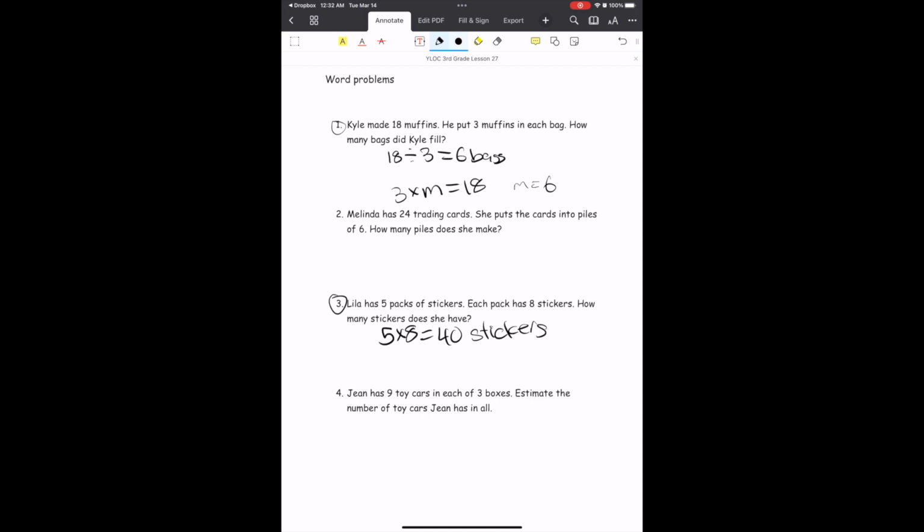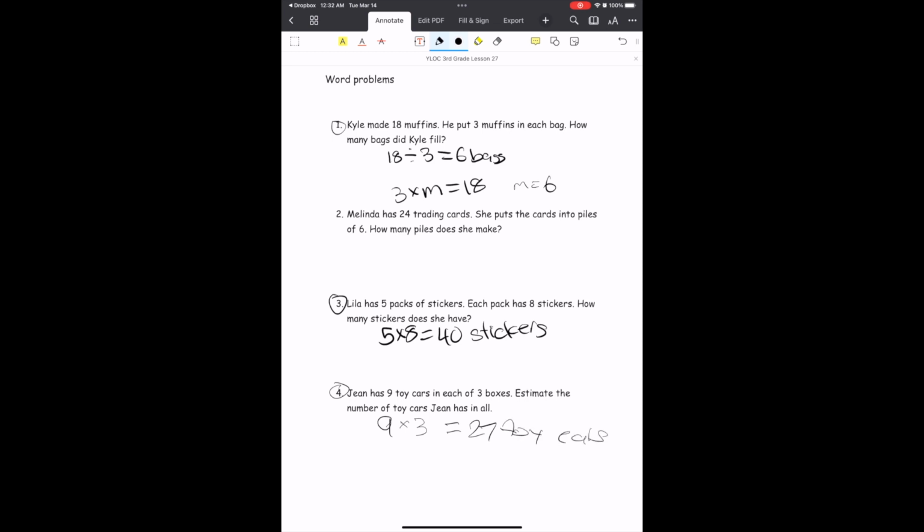You know, we could do number 4. Jean has 9 toy cars in each of 3 boxes. Estimate the number of toy cars she has in all. So if she has 9 toy cars in each of 3 boxes, that'd just be 9 times 3. And since we know our multiplication tables, we know that is 27 toy cars.